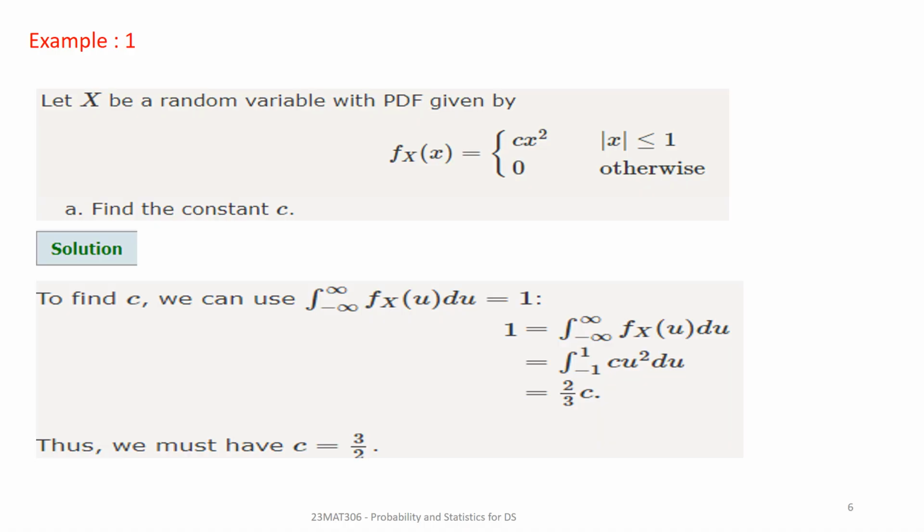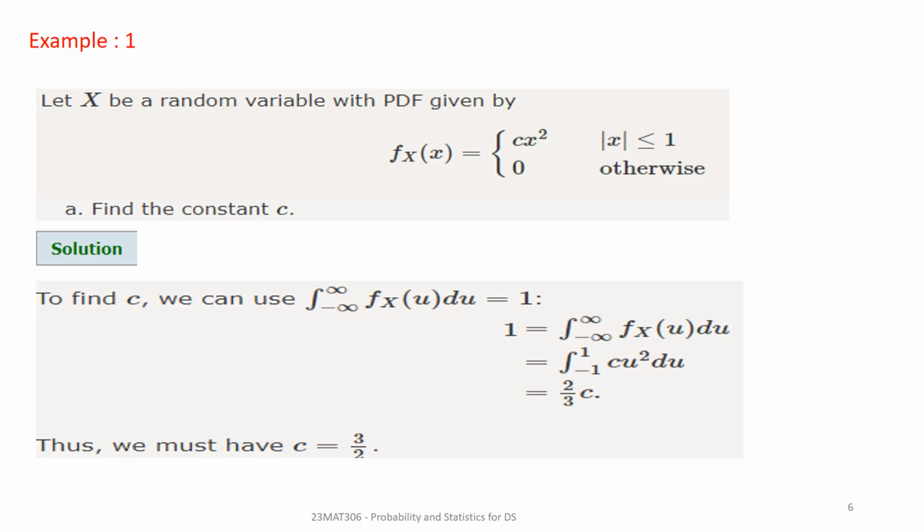Let us move to example problem number 1. Here let X be a random variable with the probability density function given by f_X(x) = c x squared whenever the modulus of x is less than or equal to 1, and 0 otherwise. We have to find the constant c.